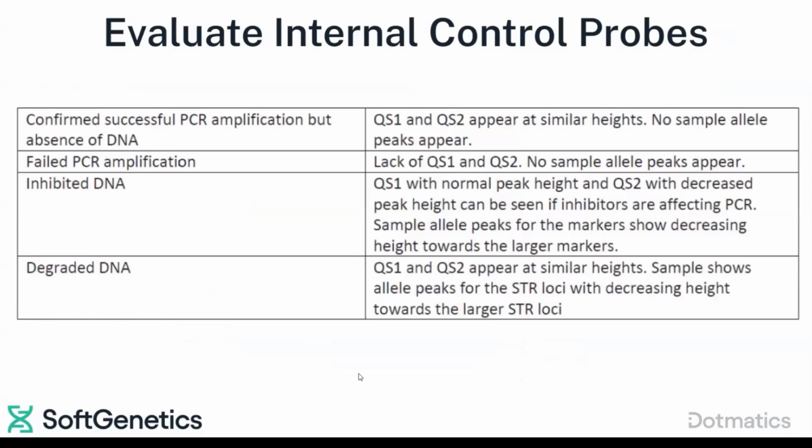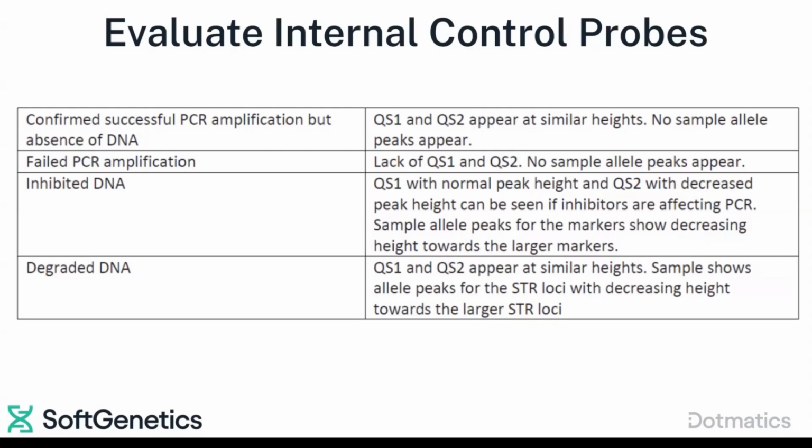Okay, so now we're going to go to internal control probes. These are control probes that are included with the PCR kit, and it's to help evaluate the PCR reaction and the CE separation. And so in this situation, these are peaks that would be successful as long as you have both of them amplified.